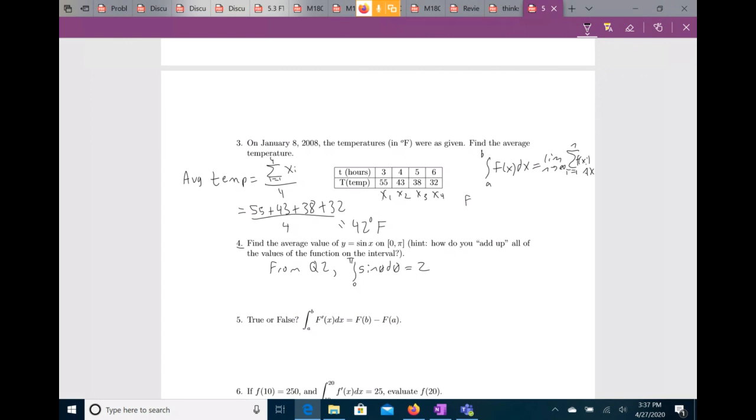Okay, so if a function is continuous on a closed interval, then the average value is equal to that integral from a to b divided by the length of the interval. Right, so this is the continuous analog to an average.